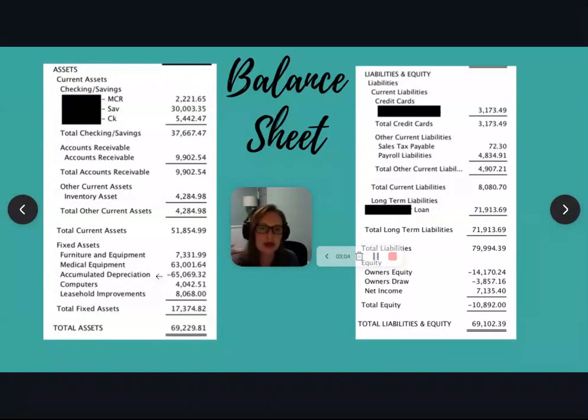Accumulated depreciation, that's like when you buy one of these large assets, we don't take that as a tax write-off at the moment of purchase. We usually realize that over a period of time, whether it's 3, 5, 10 years. And so that will be categorized here as well.